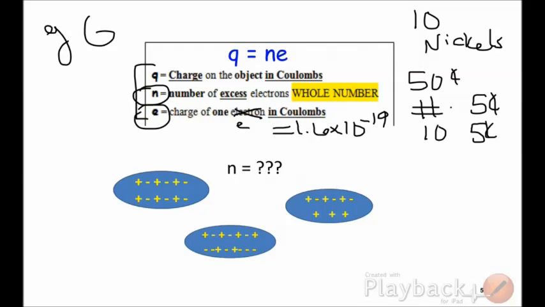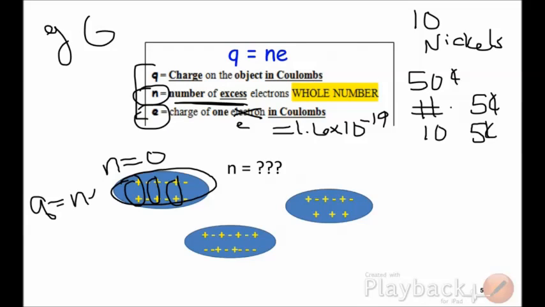Let's look at some examples down here. Now, this sphere right here has 6 positives and 6 negatives, which means N, being the number of excess, equals 0. So Q equals NE. Q is equal to 0. That means it's a neutral charge.